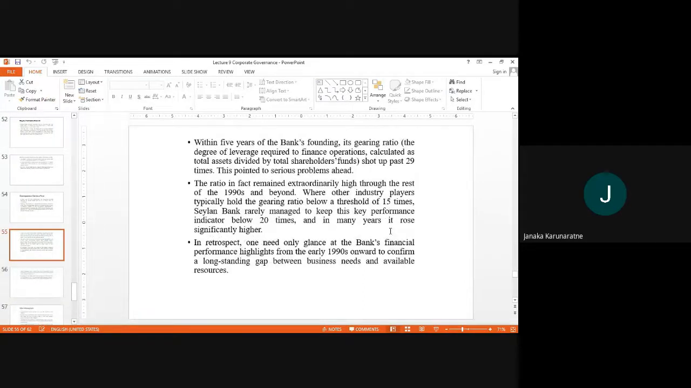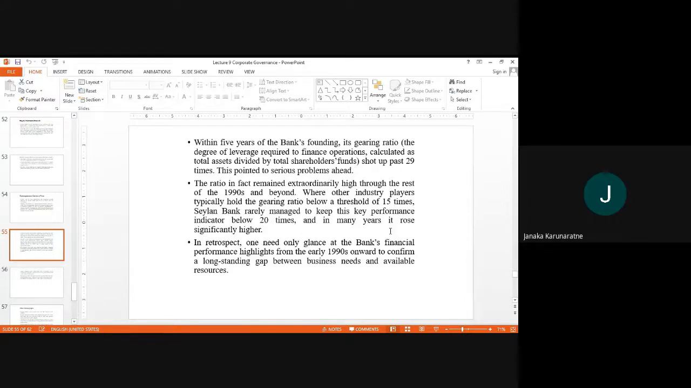Within 5 years of the bank's founding, its gearing ratio, the degree of leverage we discussed, shot up 29 times. So can you imagine gearing shooting up more than 29 times within 5 years? That shows excessive leverage, less capital. The ratio in fact remained extraordinarily high through the rest of the 90s and beyond, where other industry players typically hold gearing ratio below a threshold of 15 times. Ceylon Bank rarely managed to keep this gearing indicator below 20 times. You see, whenever other players maintained it below 20, Ceylon always couldn't keep it below 20. So that is a risk warning indicator.